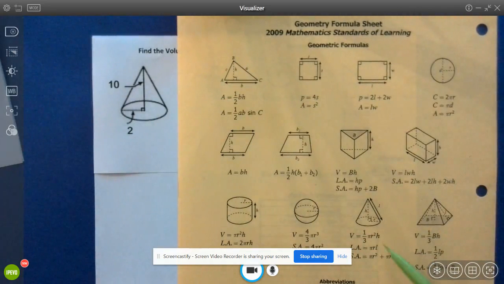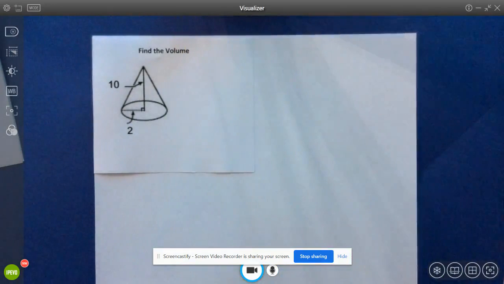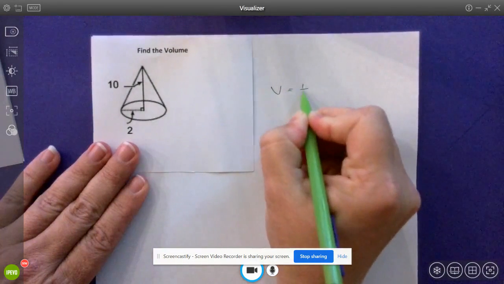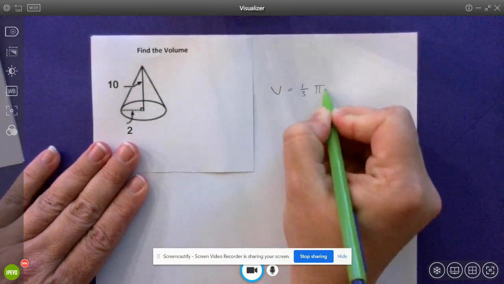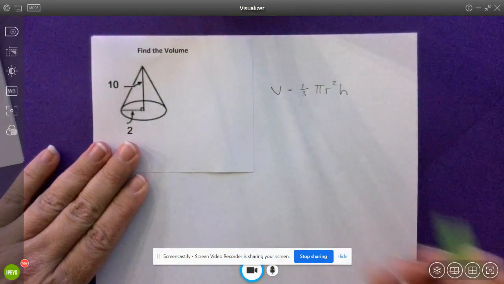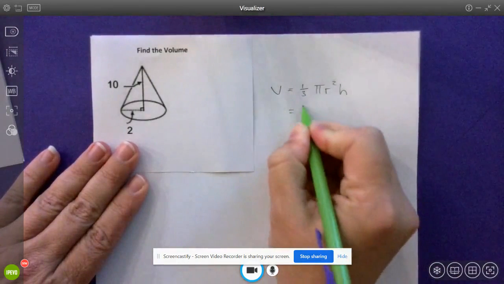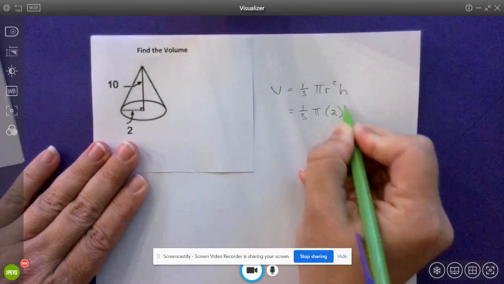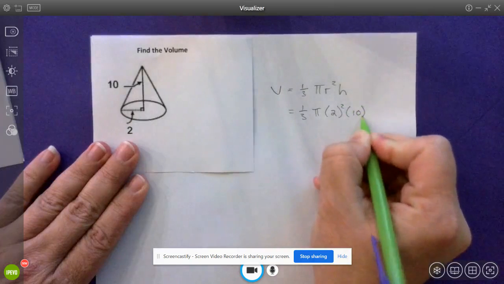So I'm going to look for the volume formula. The V stands for volume. So I'm going to use this 1/3 pi r squared h. So let's start. We're going to say volume is 1/3 pi r squared h. Now we literally just plug and chug our information in. So this is going to be 1/3 pi, my radius is 2, and my height is 10.